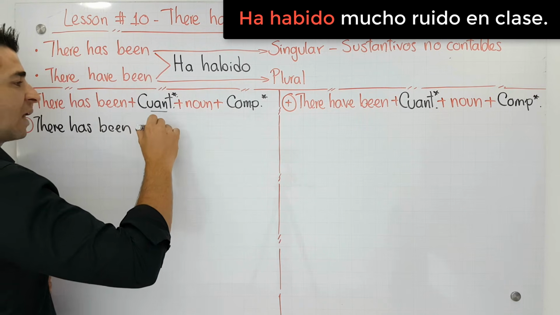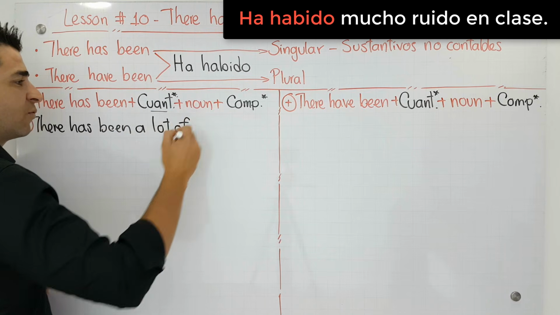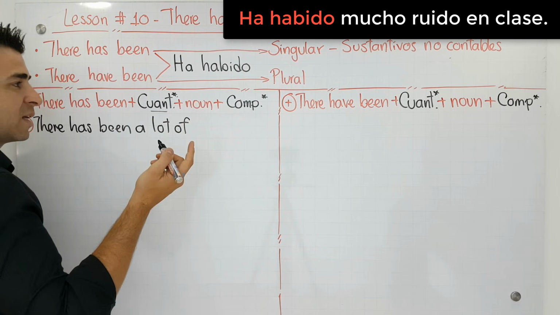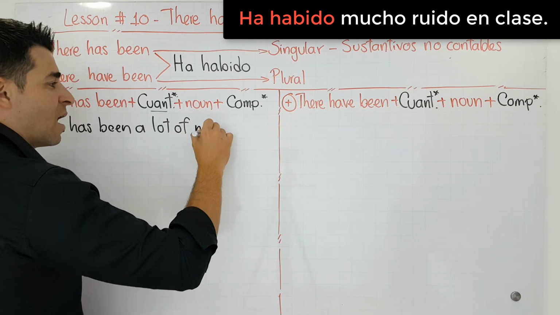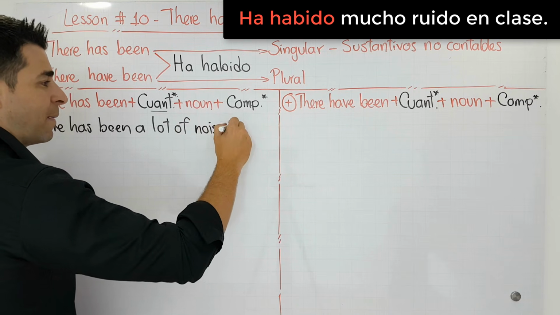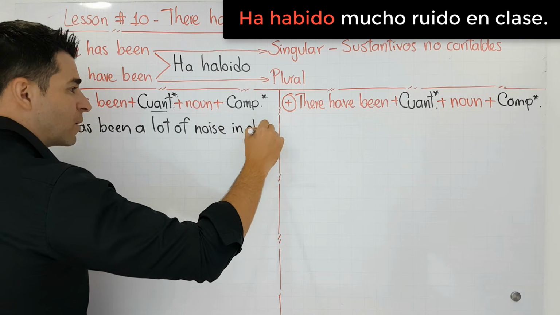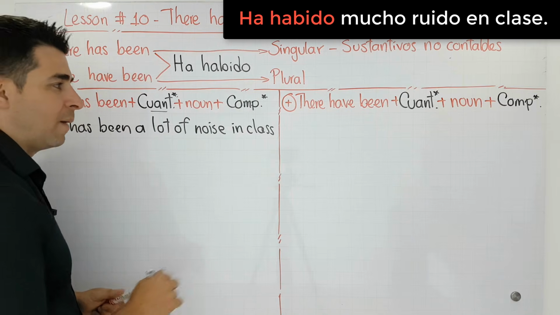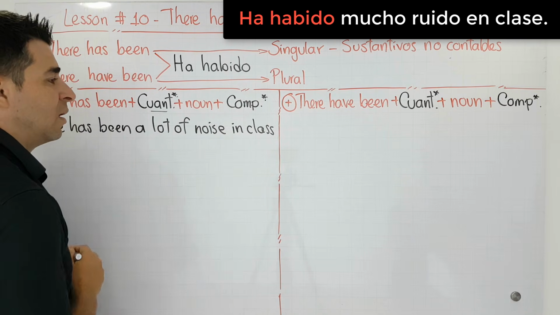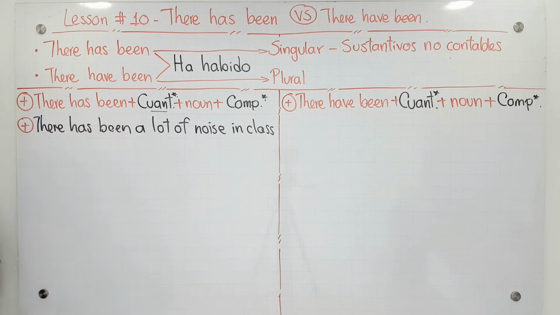I'm gonna say here a lot of. A lot of, mucho, esa es una de las opciones de decir mucho, y luego viene el sustantivo que en este caso es ruido, we say noise. ¿Y cuál es el complemento? In class. Como es un complemento, si está maravilloso y si no está, no hay ningún problema. Listo, por eso es que también tenemos este otro asterisco acá. Entonces, ¿qué decimos? There has been a lot of noise in class.